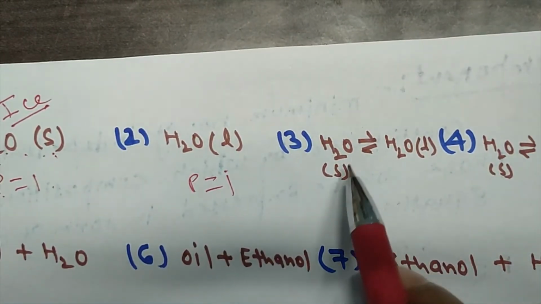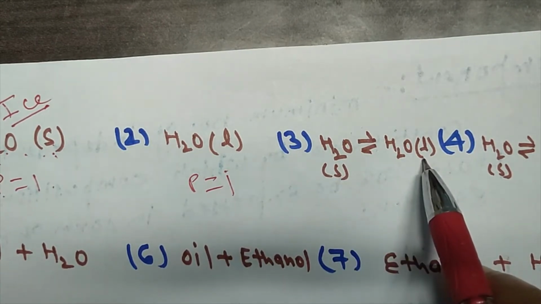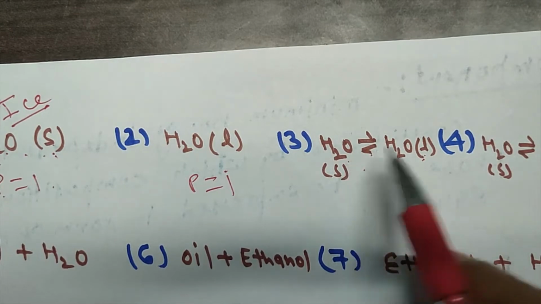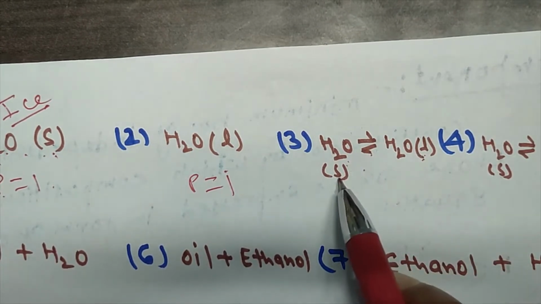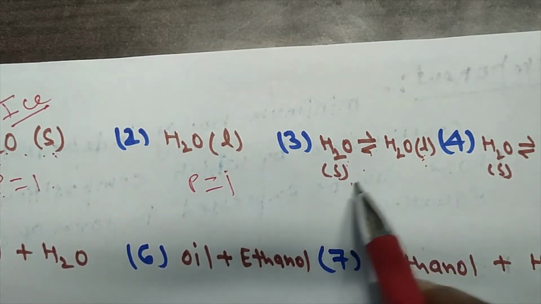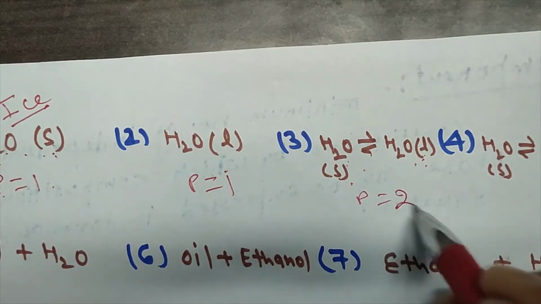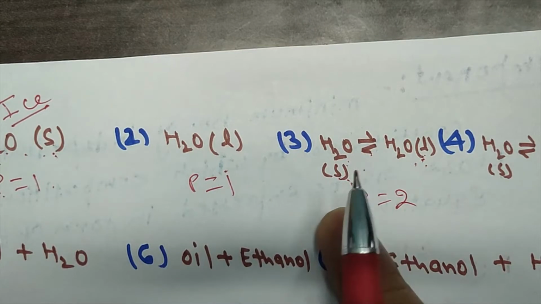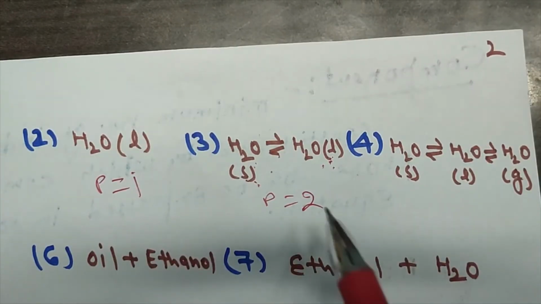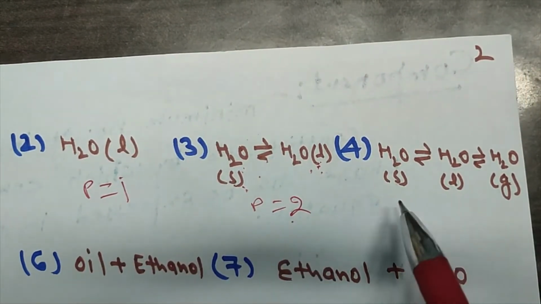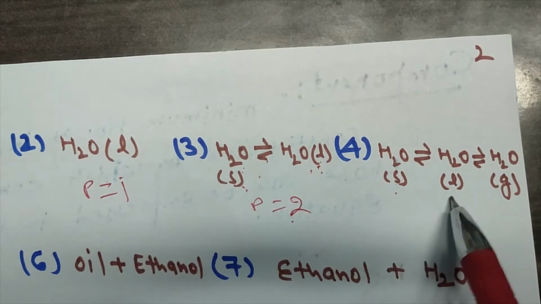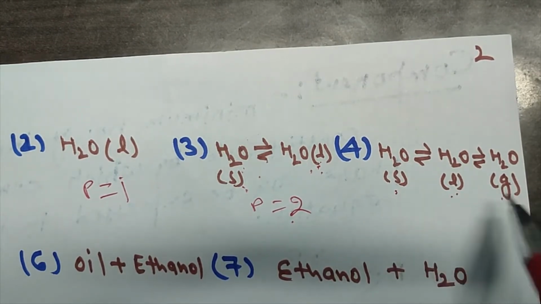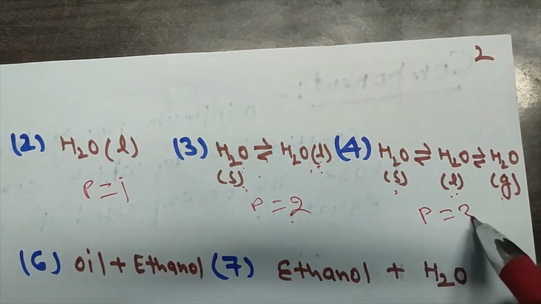Now here solid and liquid, they are in equilibrium. You cannot say that this H2O is dissolving. They are in equilibrium. Here is solid, here is liquid. Again the phase will be 2 because one is solid, one is liquid, and here it is not mentioned that they form a solution or anything else. Then phase will be 2. Now solid, liquid, gas. Solid is a different phase, liquid is a different phase, and gas is a different phase. Then phase will be 3.